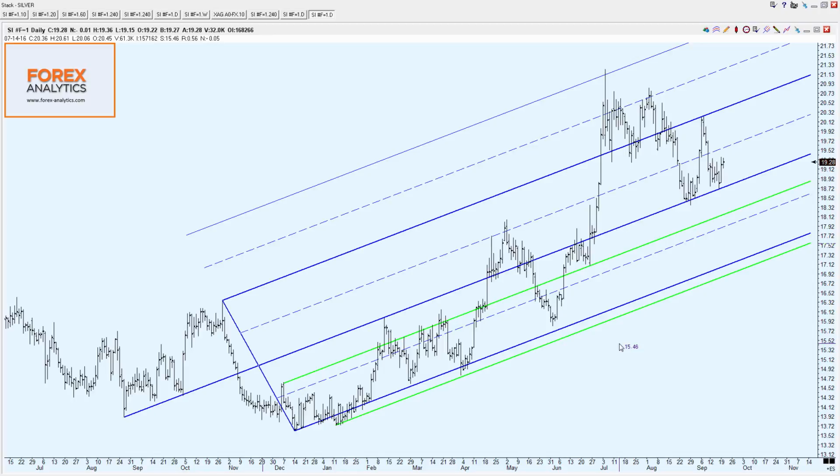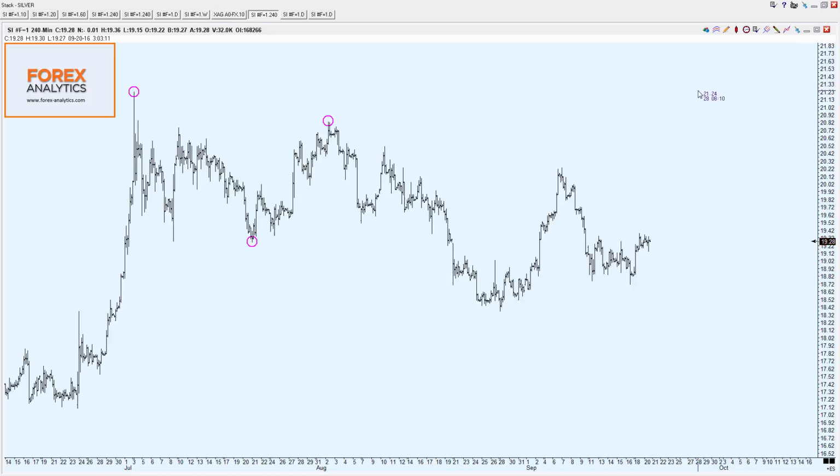Now I'm going to move on from this. You must be sick of this chart at the moment. I'm going to look on a smaller time frame, because this is a daily chart. Let's look at this move down from the high up here, and I'm going to look at that on a 240 minute chart. Again, all I've done here is take off all my annotations.